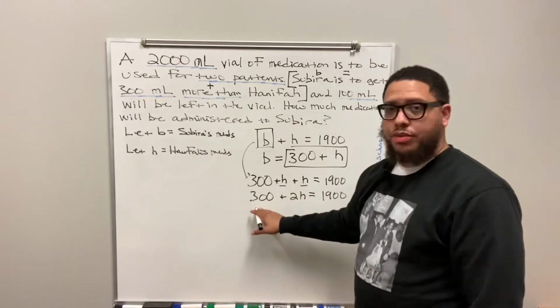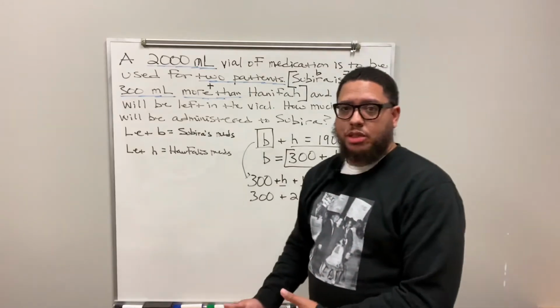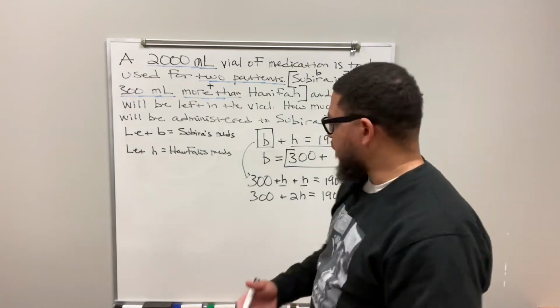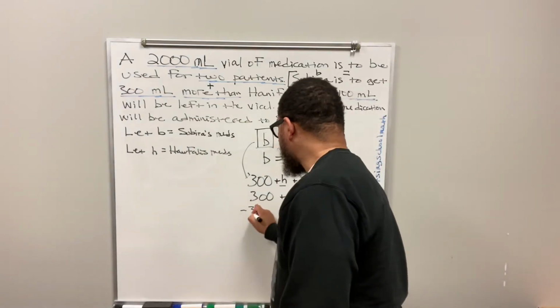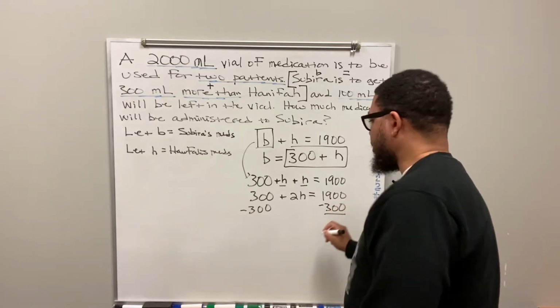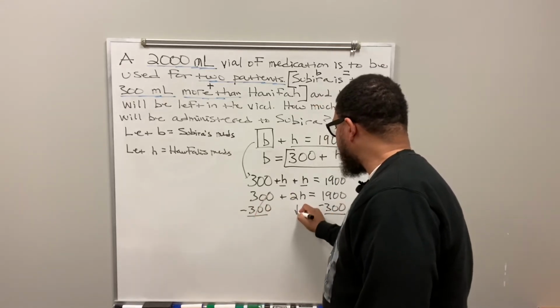So I got to get rid of 300. The way you get rid of a positive 300 is you apply the opposite, which is a negative 300. The action is to subtract. That's how you apply a negative. So I do minus 300 on the left. I do minus 300 on the right. Because in equations, we got to stay balanced. If I do it on the left, I got to do it on the right. Then the 2H comes down.